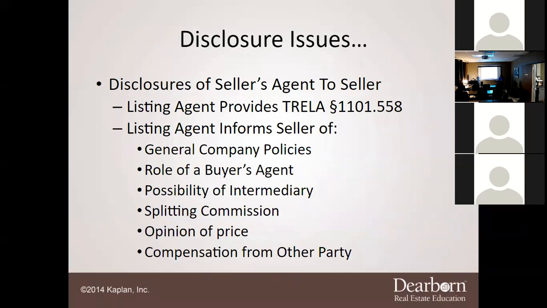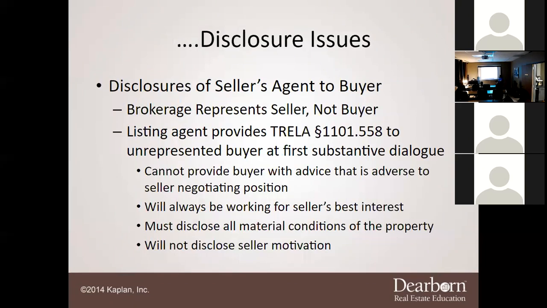Disclosure issues. The disclosure of seller agent to the seller. Again, there are certain disclosures that have to be provided. The listing agent must provide the normal information about brokerage services. The listing agent must inform the seller of any general company policies, what the role of a buyer's agent is. There could possibly be intermediary, commission splitting, opinion of price, and compensation of other parties. If you're familiar with the TAR form, the listing contract, all of these are included. The brokerage also represents the seller and not the buyer.